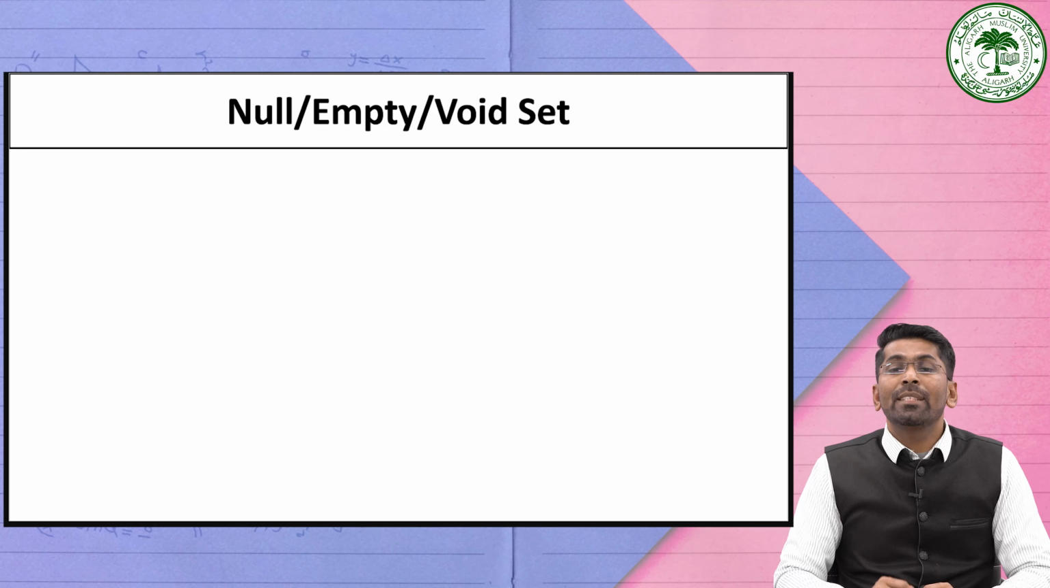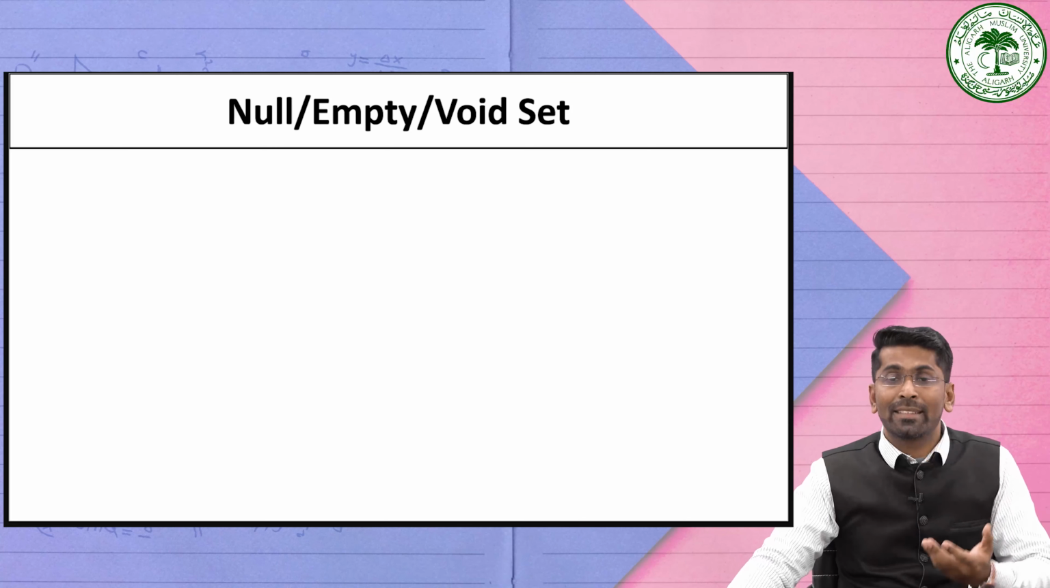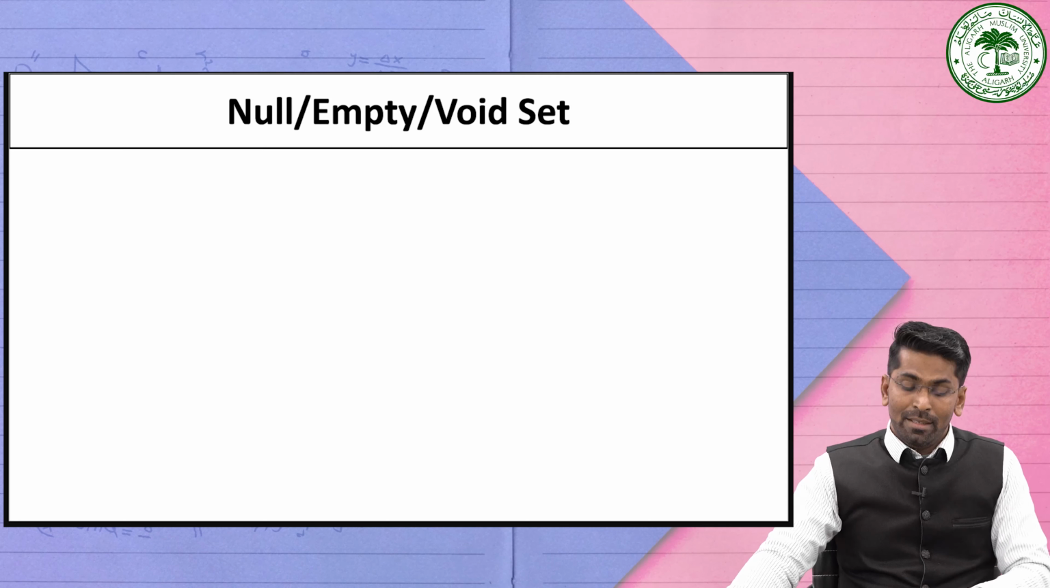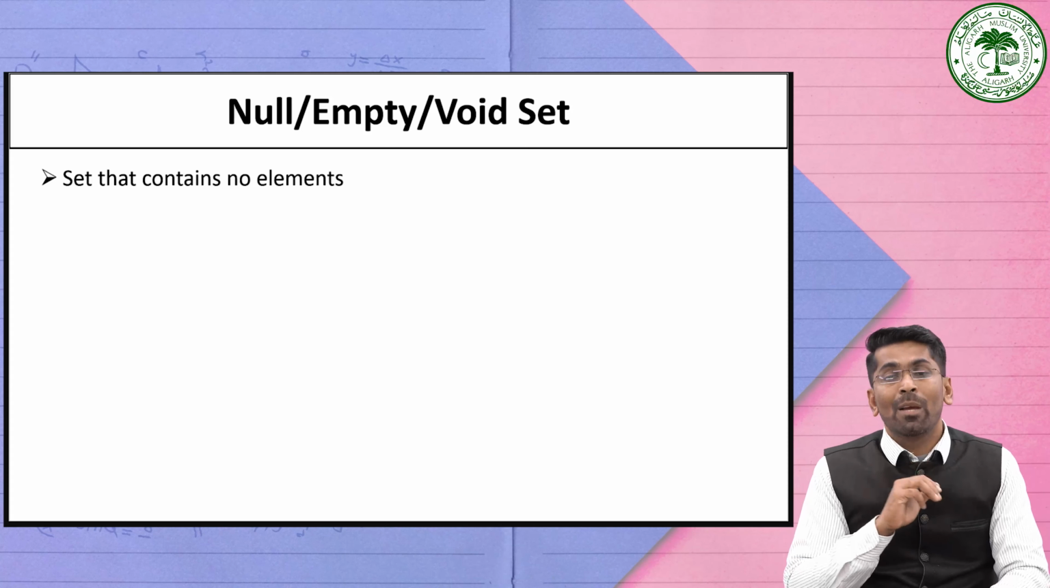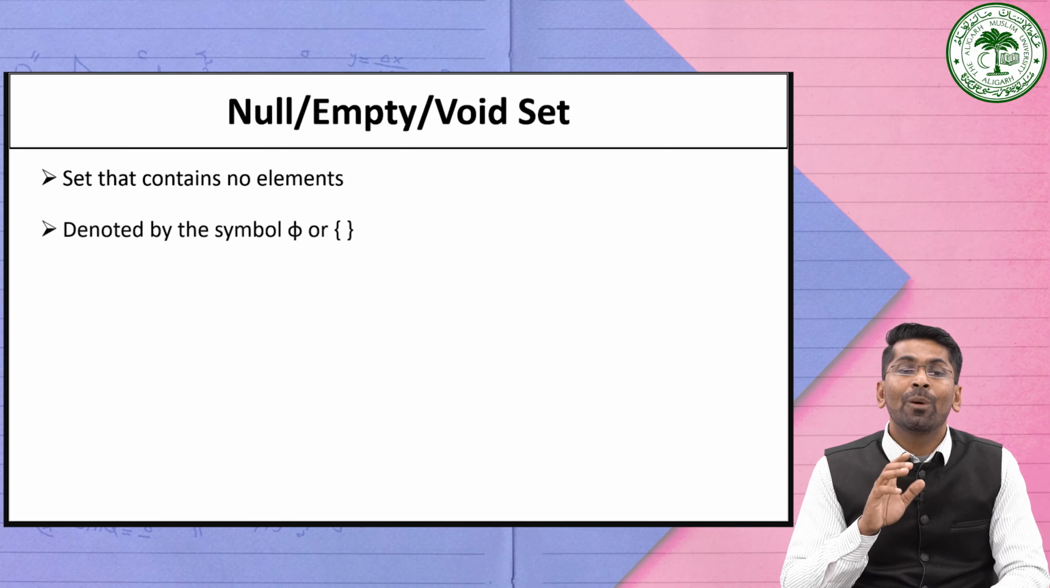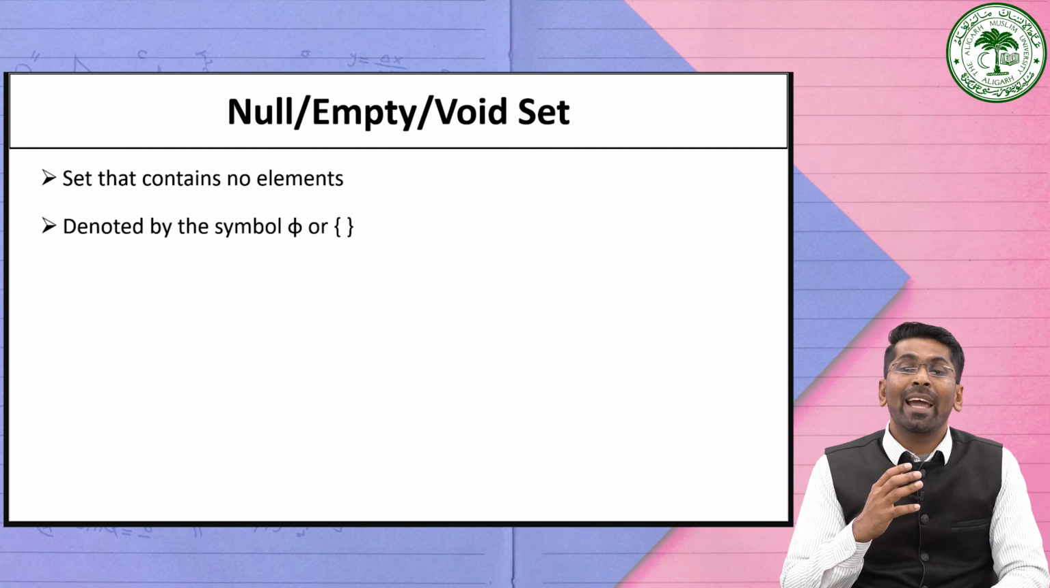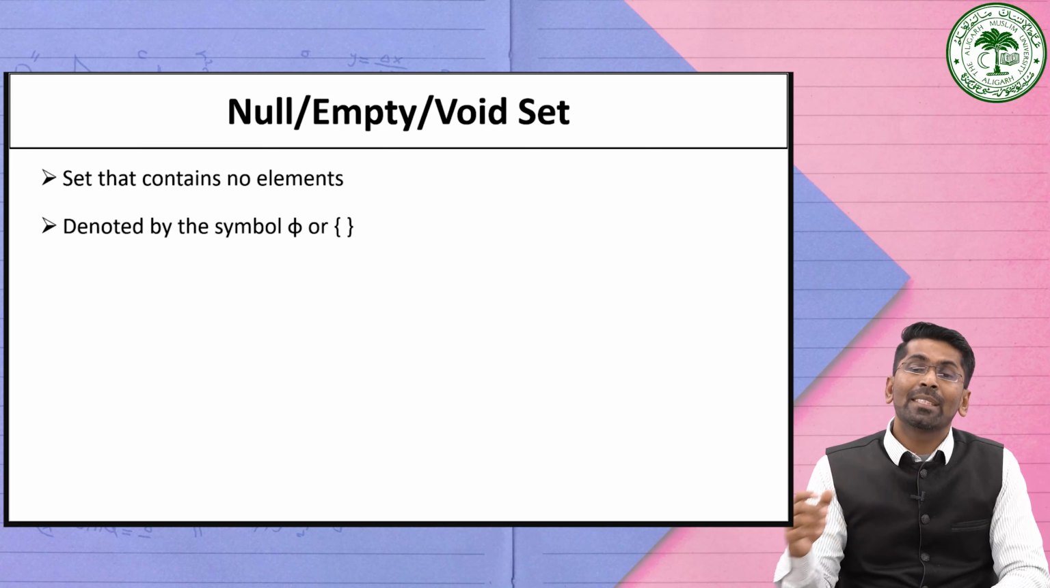The null set is also known as the empty set or void set, which refers to the set that contains no elements. It is typically denoted by the symbol phi, or the empty set symbol, or even we can put curly braces without any elements. So this set has no members, and it is a fundamental concept in set theory.